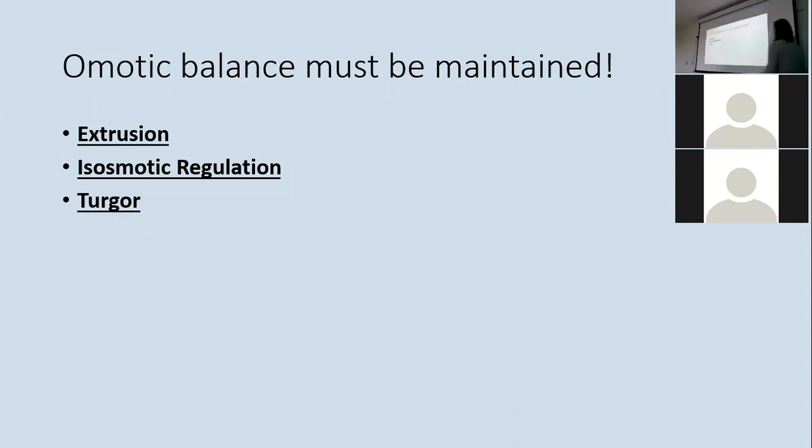Osmotic balance. So, like with the red blood cell example, your body, living systems, need to be able to maintain osmotic balance to maintain the integrity of your cells. Whether you're single-celled or multi-celled, you've got to be able to maintain some kind of osmotic balance. So there's a few ways that organisms do this.